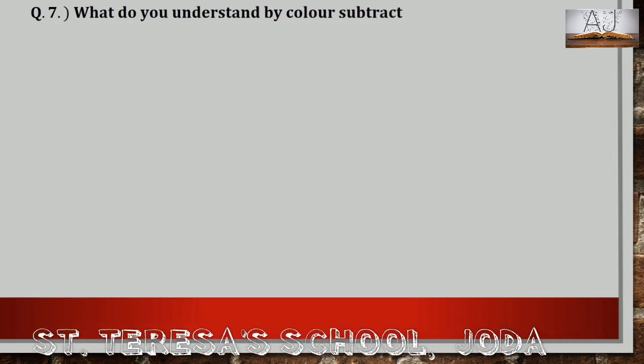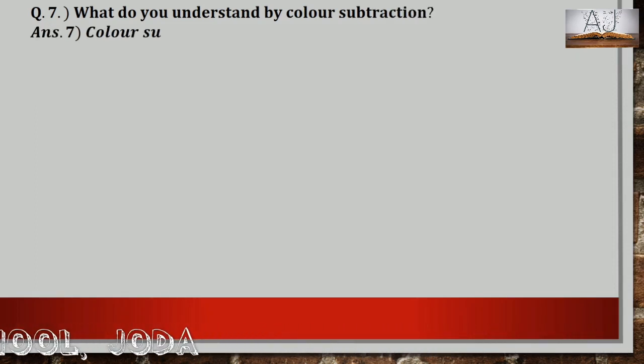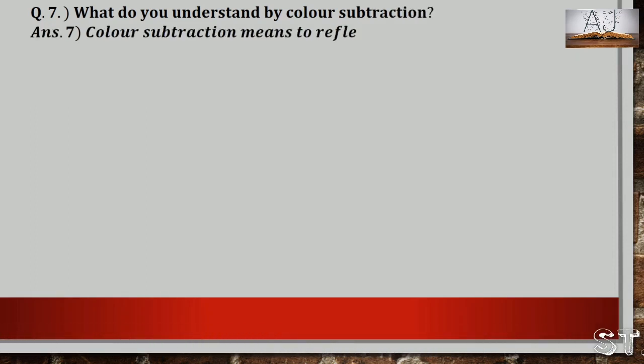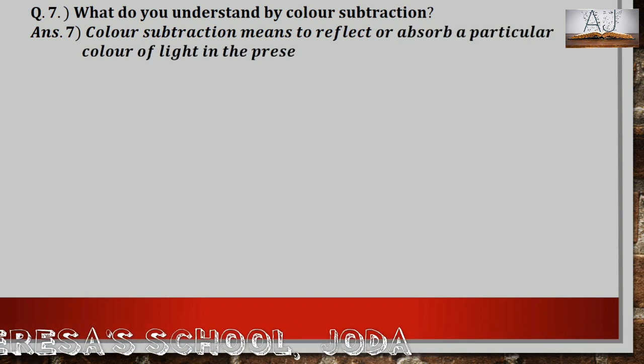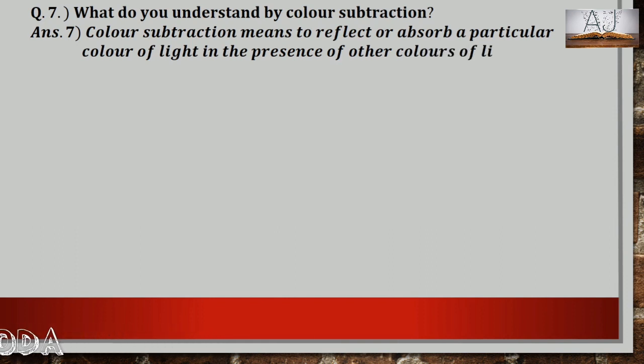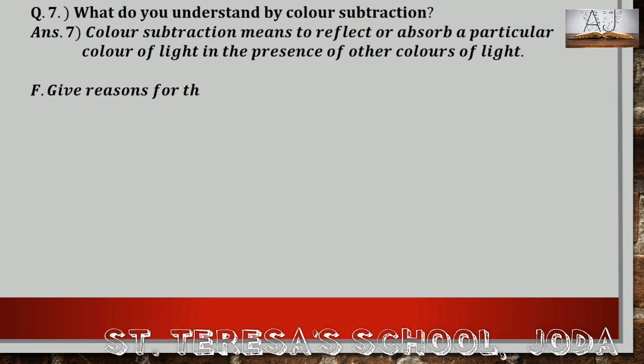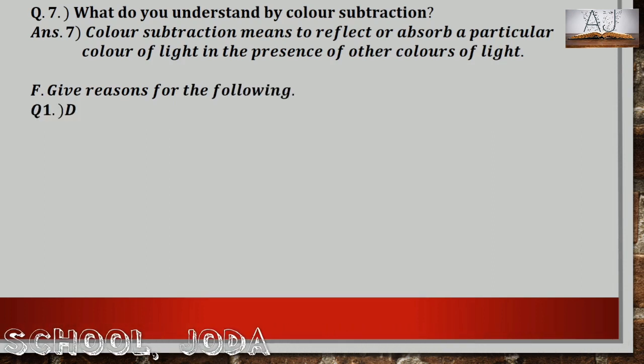Question number 7. What do you understand by color subtraction? So you have got the definition. Color subtraction means to reflect or absorb a particular color of light in the presence of other color of light. I have explained you this, okay, in the previous video. This video 4. Now let us see F number.